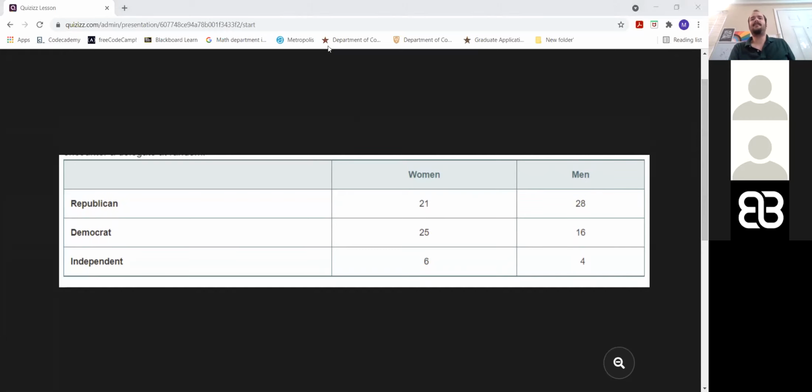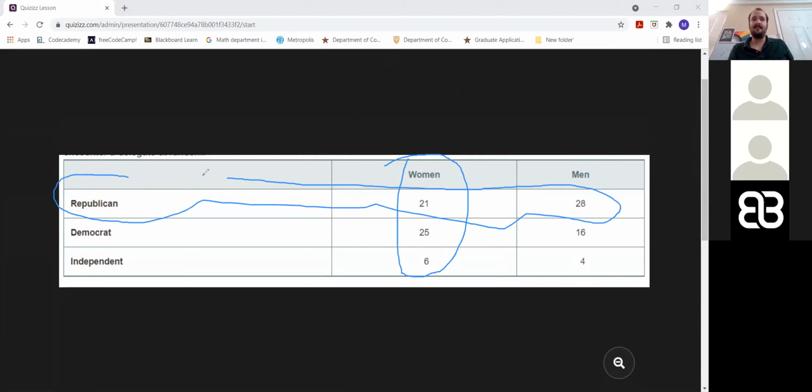And again, these are women. Let me get a different color. I don't like this yellow color that much. This blue is a nice color. These are the women. These are the Republicans. So if I'm looking at where these things cross, I hope you're looking right there in the middle, for these 21 female Republicans. So if I meet female Republicans, it would be 0.21, right?